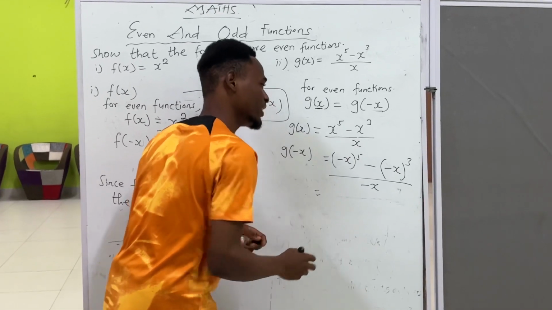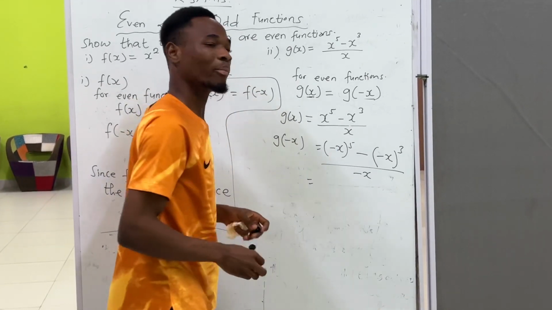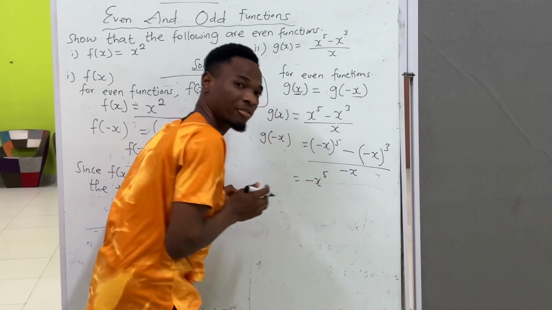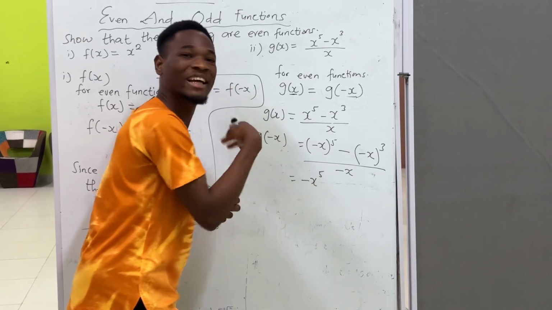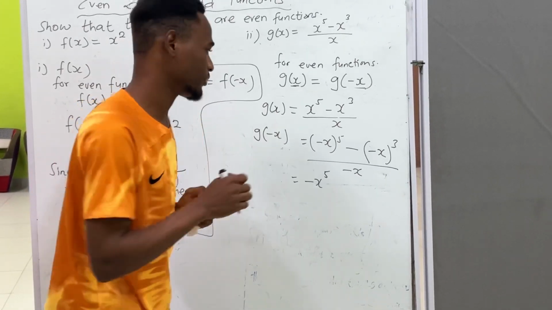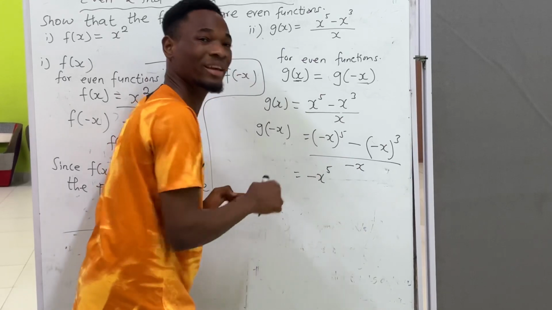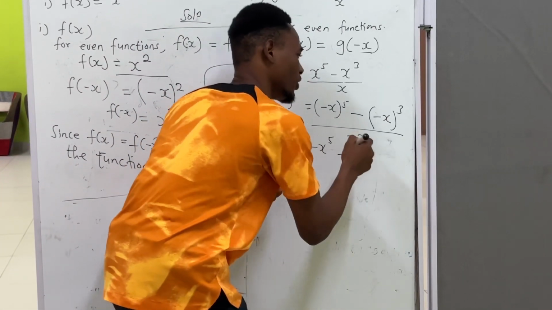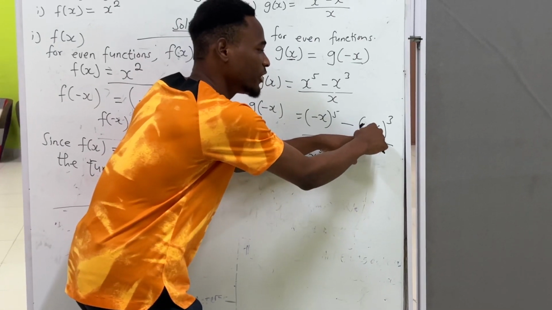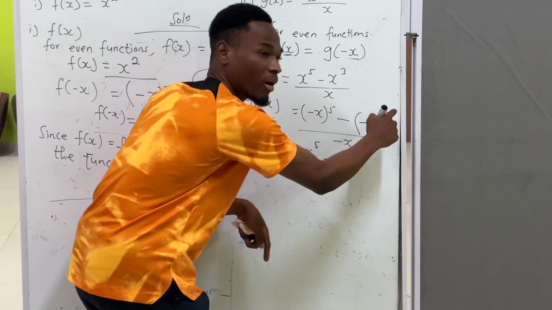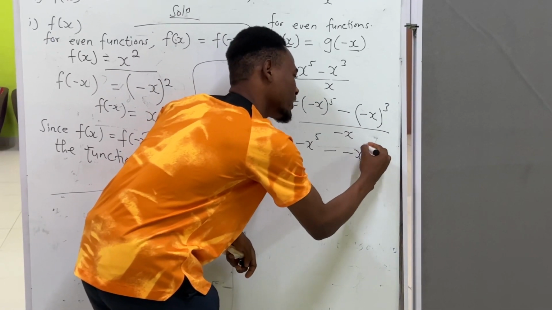So let us proceed. Negative x to the power 5 will give me negative x to the power 5. If you multiply negative 5 times, you will still get negative, and x to the power 5 will give me x to the power 5. Then I have minus over here. Then negative raised to the power 3 will give me negative, then x to the power 3 will give me x to the power 3.